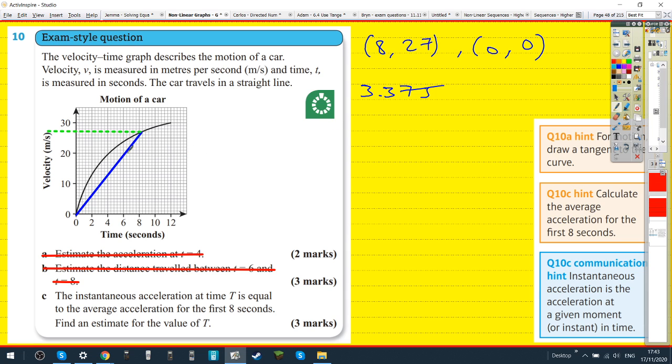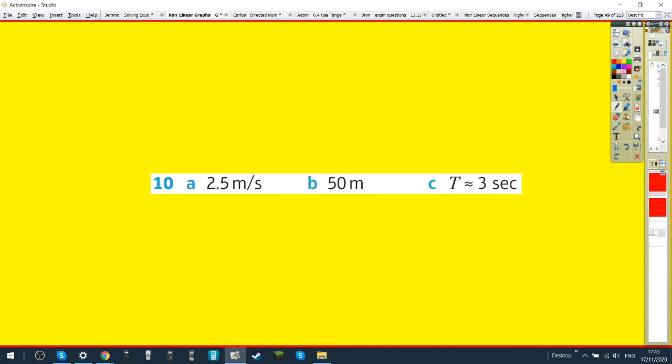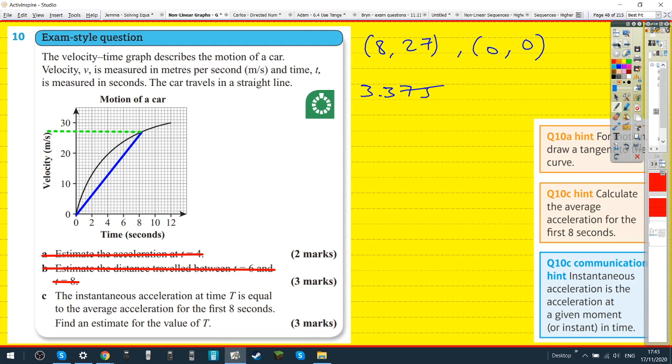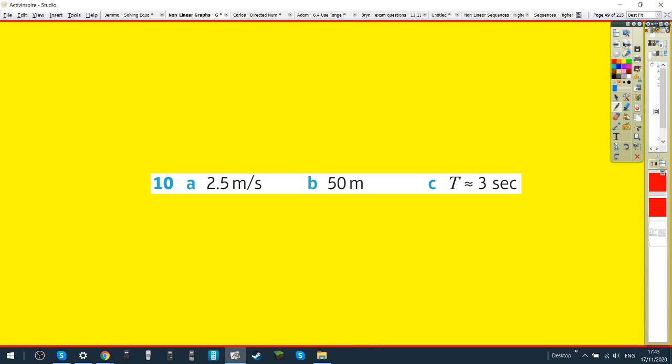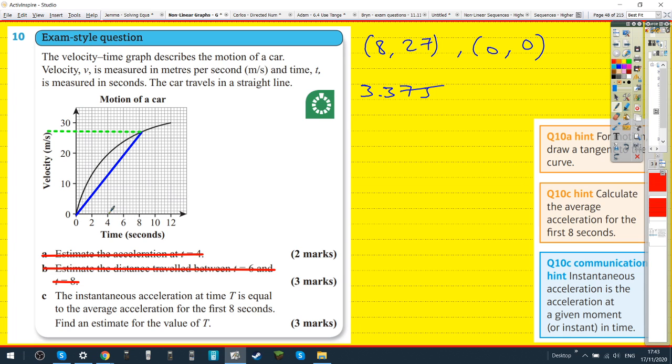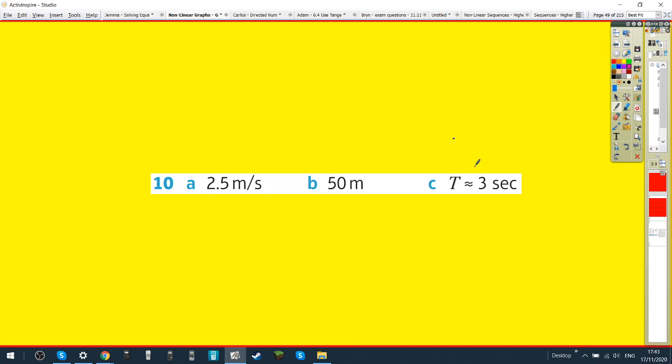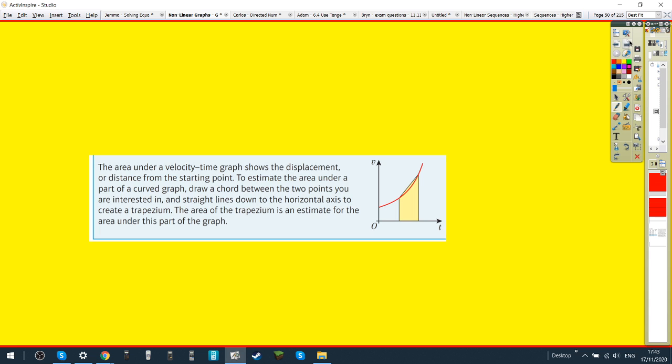They're saying when is the gradient 3.375? It's a very strange question. Is that question C? Approximately 3 seconds. That's a strange one. That's okay. Great. Yeah, they rounded it to roughly 3 seconds, but that's kind of a weird thing.